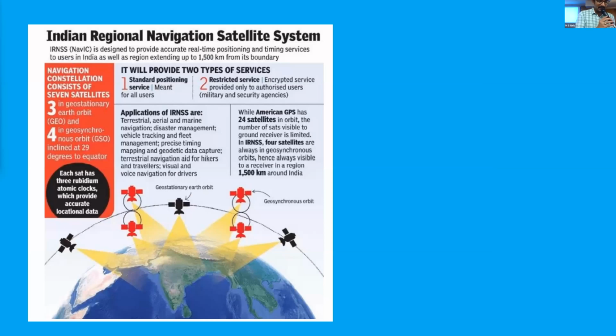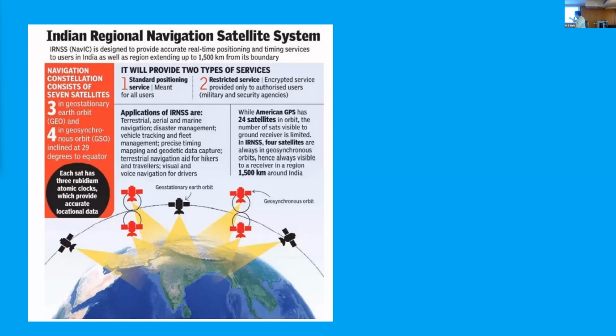How many satellites? 7 satellites. Previously, I was talking about 4 satellites. The intention of the 4 satellites is that, at a particular point, that is the minimum number required. A satellite can also cover a very vast region. So to cover India, how many satellites have they used?